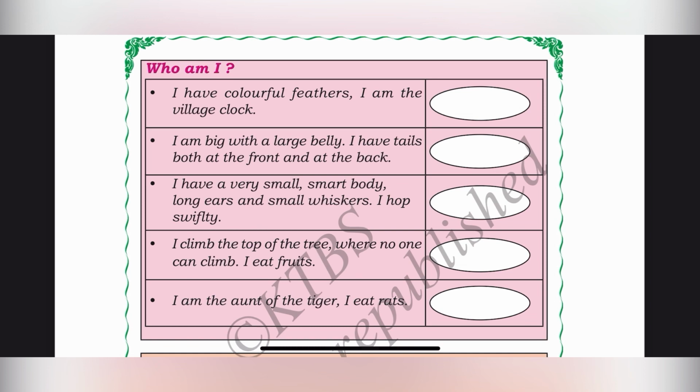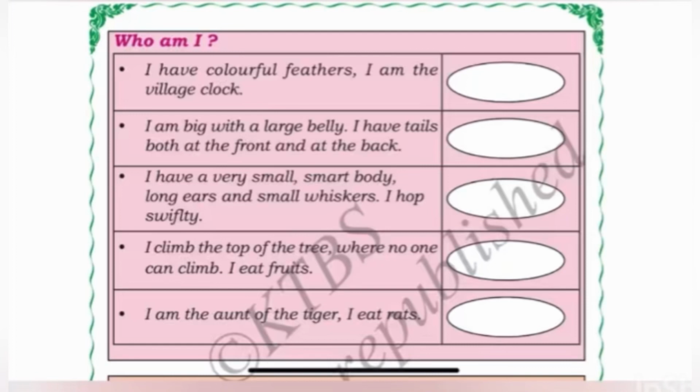I have a very small, smart body, long ears and small whiskers. I hop swiftly. Who is he? He is a rabbit. I climb the top of the tree where no one can climb. I can eat fruits. Who is he? He is a monkey. Next question is, I am the aunt of the tiger. I eat rats. Who is he? He is a cat. So children, with this we have completed lesson 1.